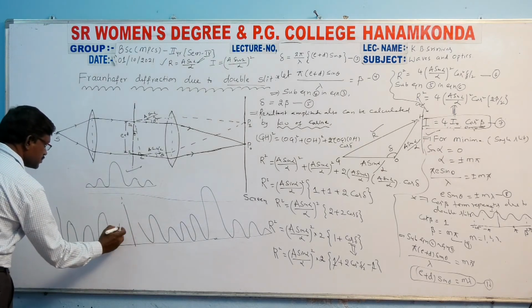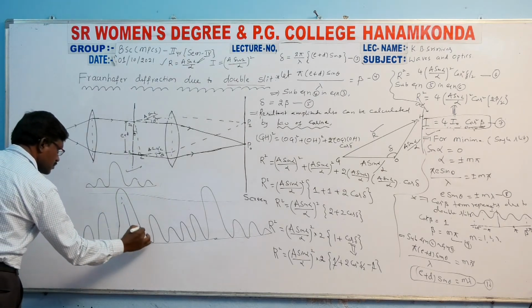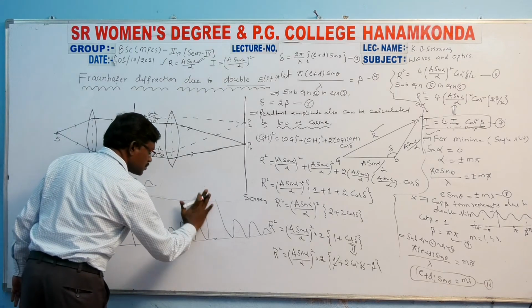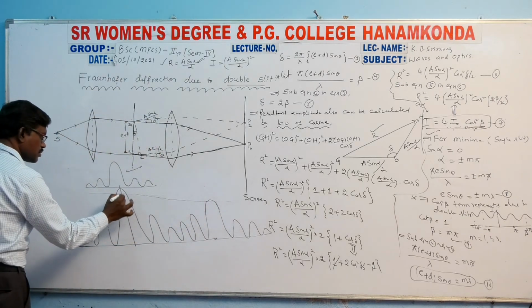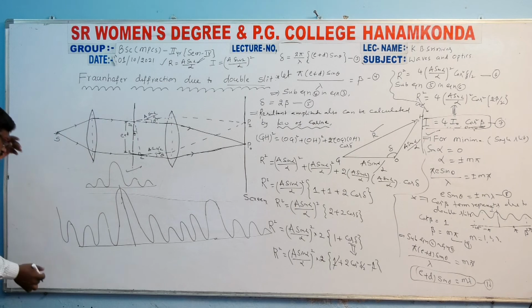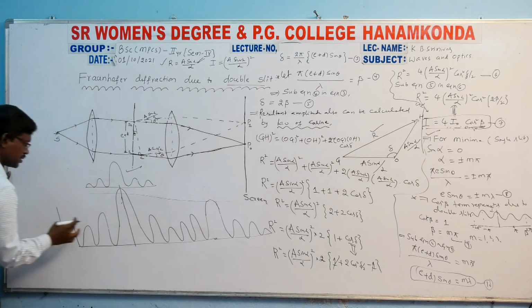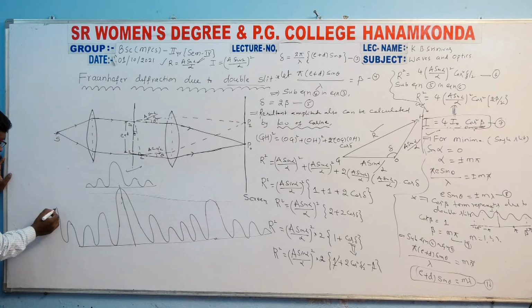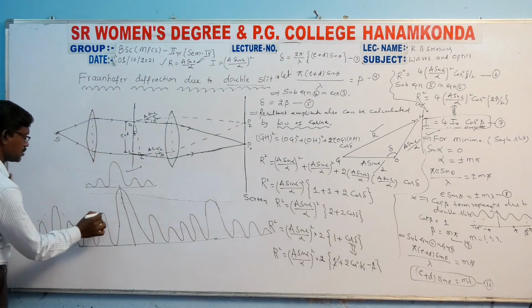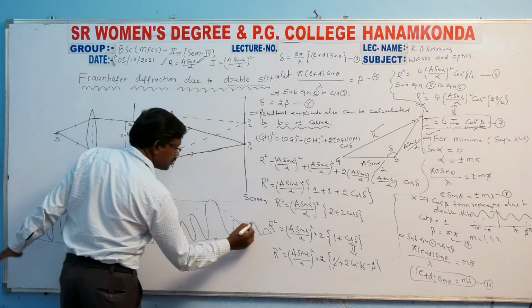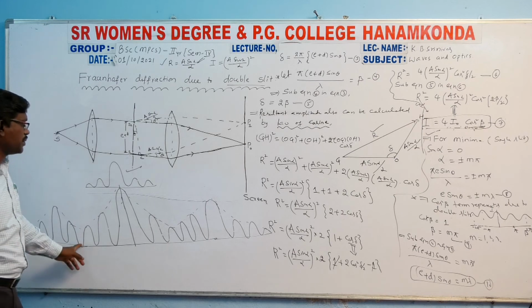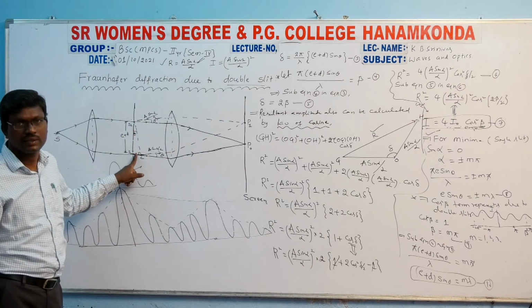This is maximum. The amplitude must be less. Clear? So it is a symmetrical diagram. I am drawing this diagram. If you trace all these, you will get this type of diagram. So this diagram represents the diffraction pattern due to double slit.